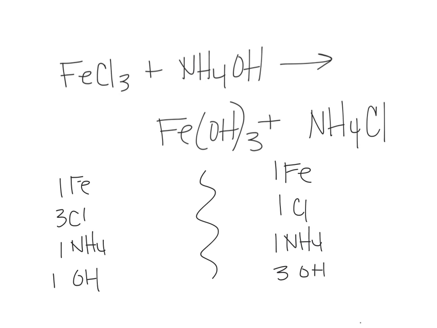And so, let's try to balance this guy. If I have 3 chlorines and 1 chlorine, if I put a 3 here, the ammonium becomes 3, the chlorine becomes 3. If I want to get 3 ammoniums, I need to put a 3 in front of here. That's going to change this to 3, and it also changes the hydroxide to 3. Notice everything is balanced. The coefficient should be 1, 3, 1, 3.